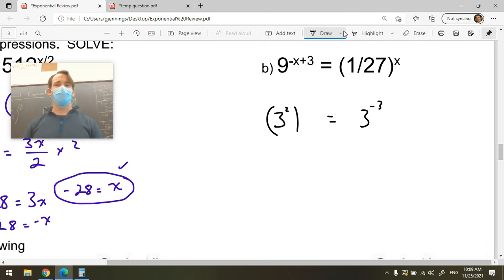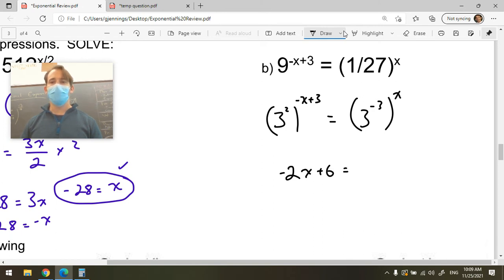Cool, eh? Okay, and then over here we have 3 to the negative x plus 3. Good work, Max. 3 to the x. And then I can just multiply that in, so that's negative 2x plus 6 is equal. Notice I'm doing the distributive property there.